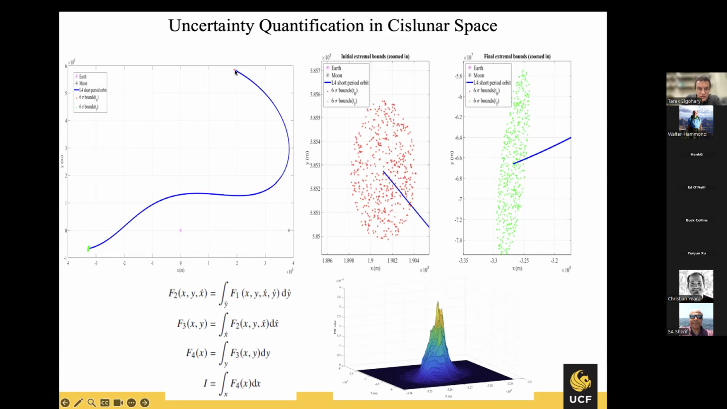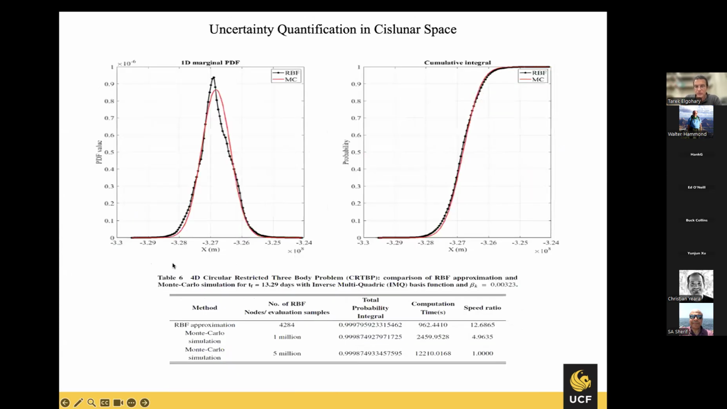So here, this tiny speck is the initial distribution, and it goes through. This is a very small portion of that orbit, and here we get the final distribution. One of the metrics we use here is to show that the cumulative integral of this whole thing is 1, which it should be. So we compare this with the Monte Carlo simulations.